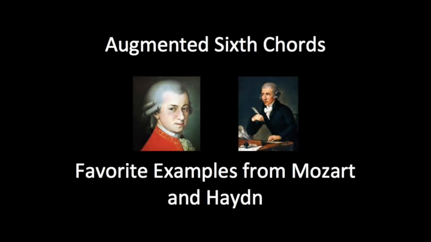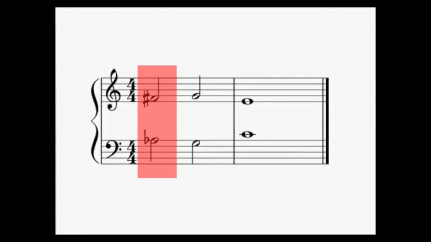In this video, I will discuss 4 of my favorite examples of augmented sixth chords from the music of Haydn and Mozart. These chords are so named because they contain the interval of an augmented sixth that resolves outwardly up a half step and down a half step to the root of the dominant chord.